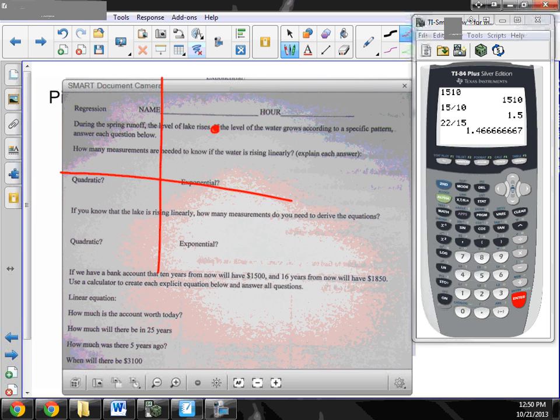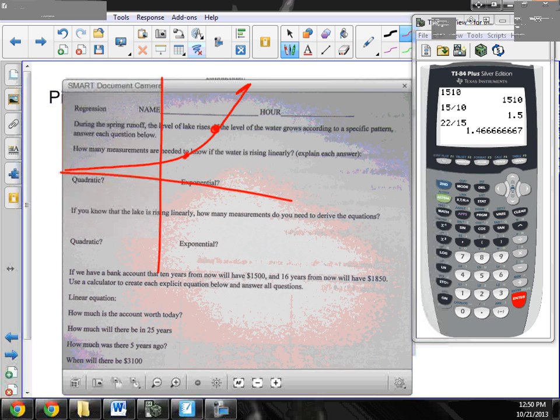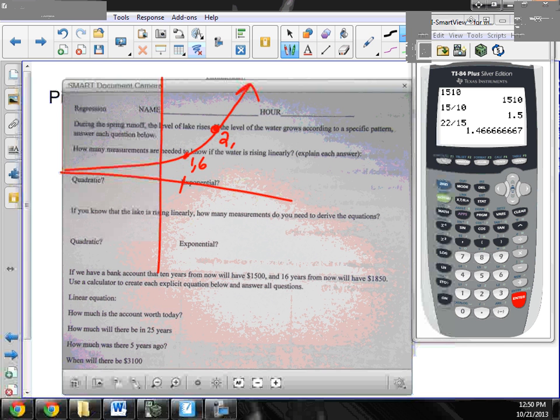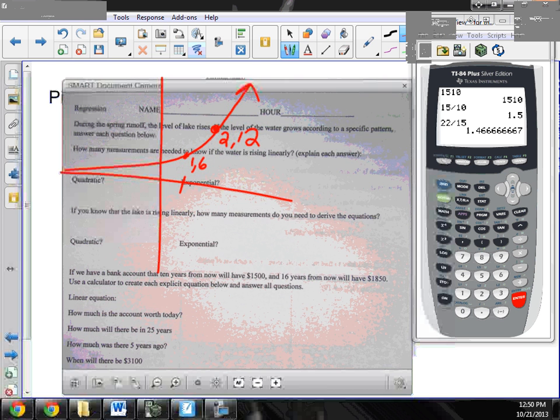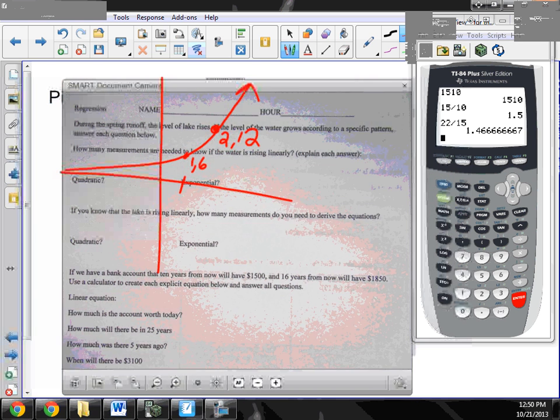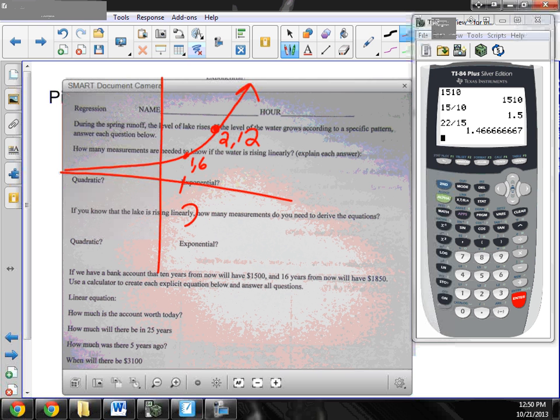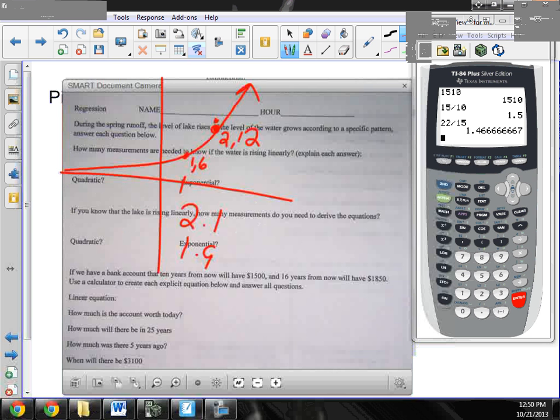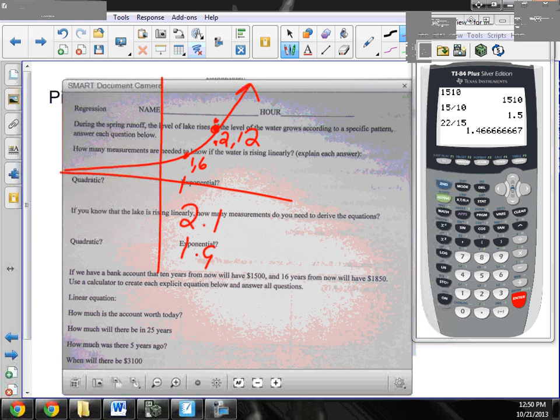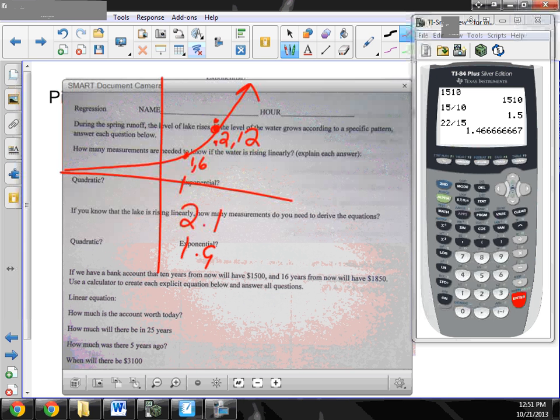But if I knew another point, that guarantees a single line. For instance, if this was 1, 6, and 2, 12, how many ways are there to get from 6 to 12 in 1 year? Exponentially. What's the growth rate? Timesing by 2. If you times by 2, you'll jump from 6 to 12. If you times by 2.1, you'll land a little bit too high. And if you times by 1.9, you'll land a little bit low. The only way to do it is by multiplying by 2. So you need 2 points because it takes 2 numbers to find that common ratio.